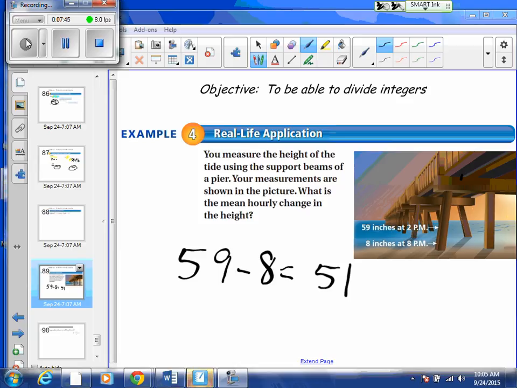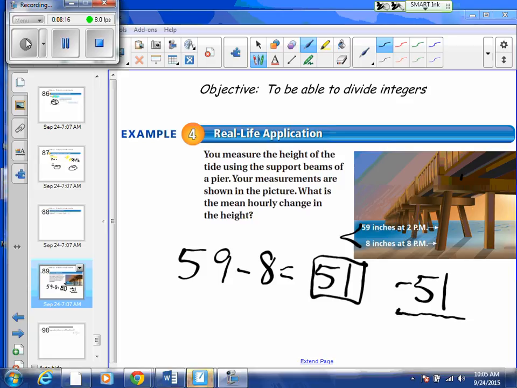Now let's talk about this. Did the tide increase or decrease from 2 p.m. to 8 p.m.? It went down, right? It started at 59 inches, it ended at 8. So in other words, it went down 51 inches from 2 p.m. to 8 p.m. All right, now we have to figure out, okay, we want to find out the average per hour, or the mean per hour.